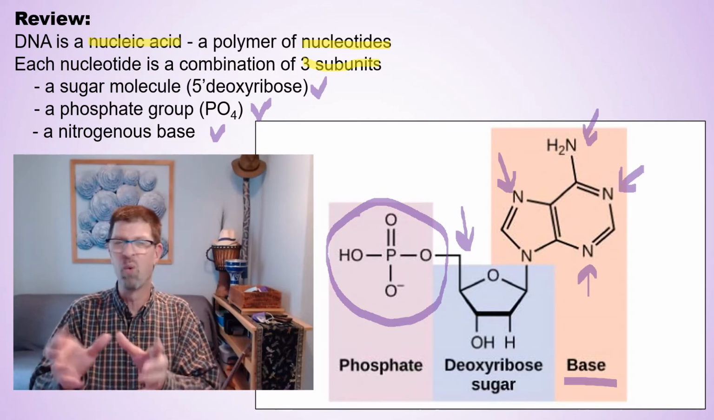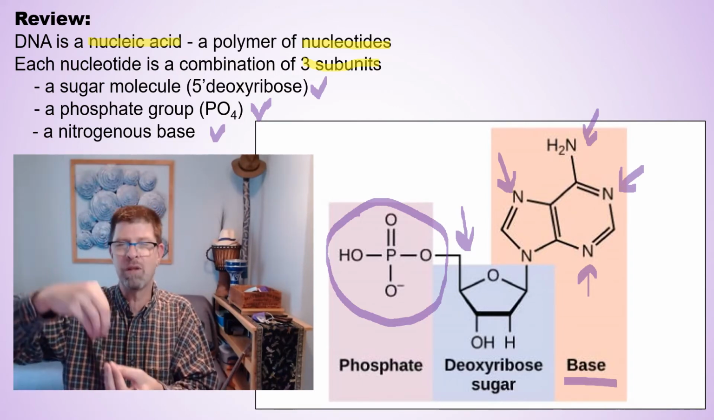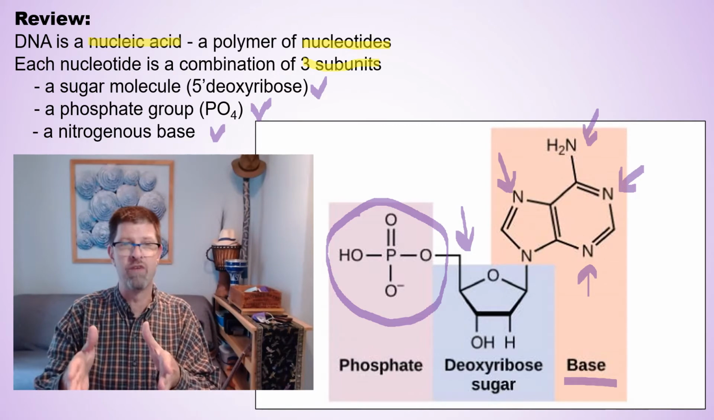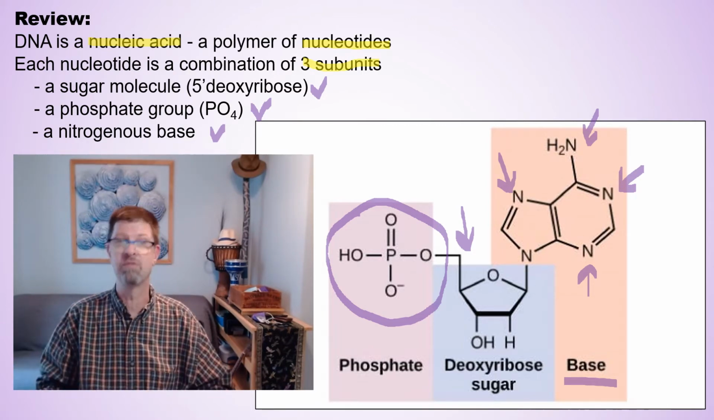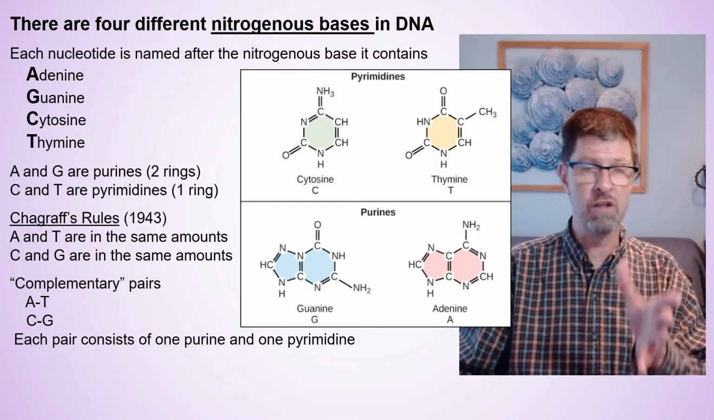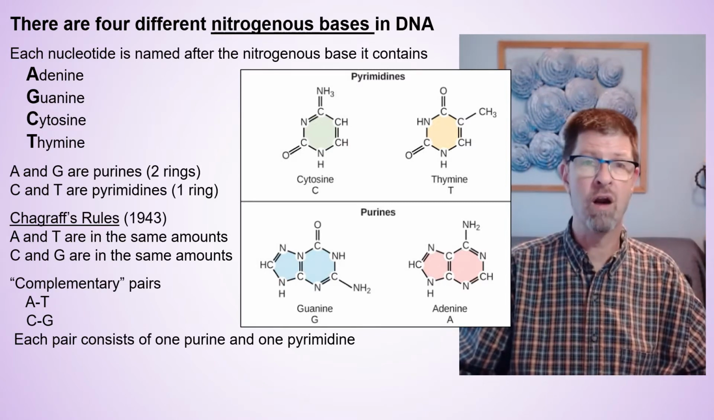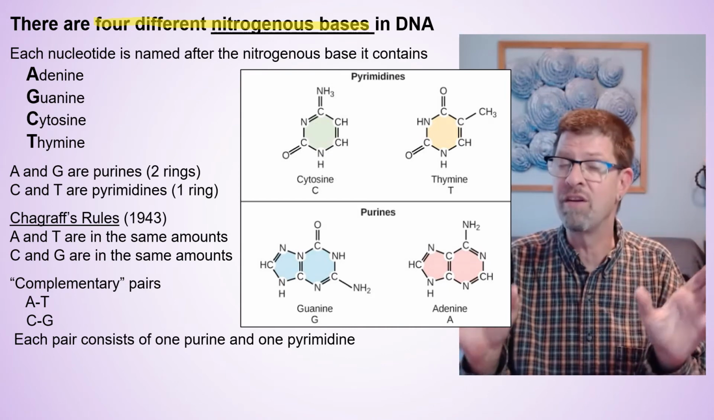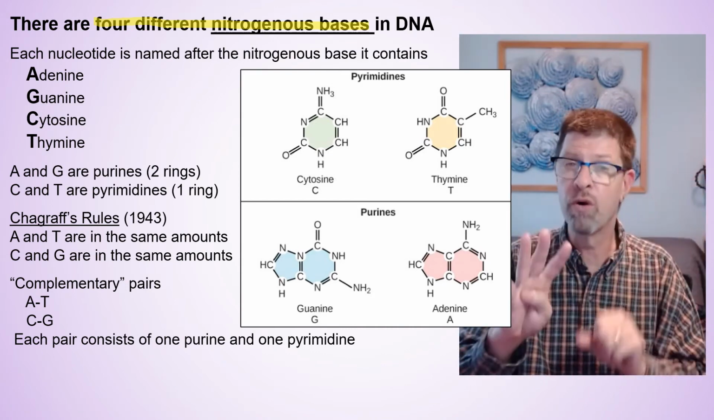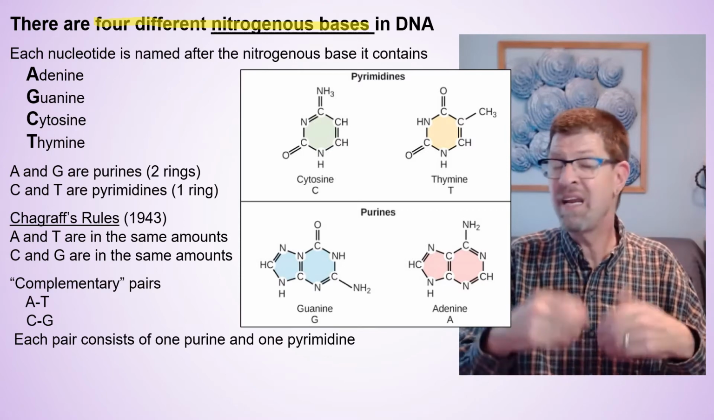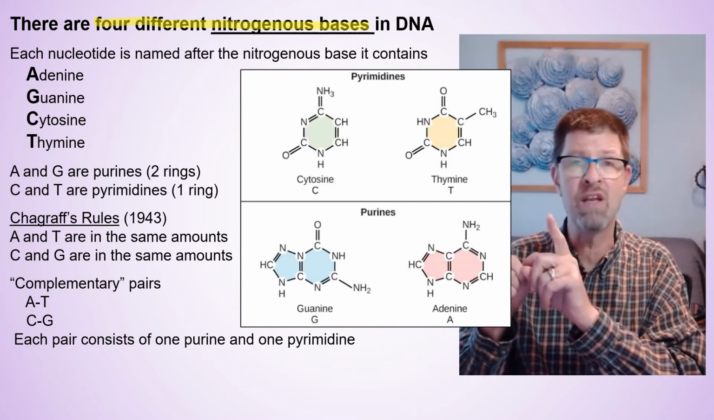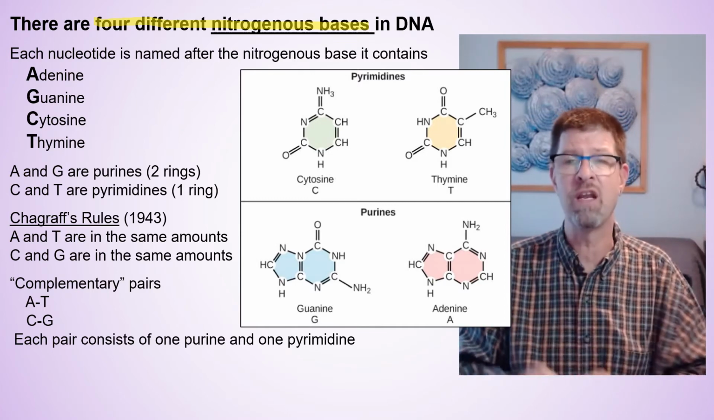And somehow we're going to take a whole bunch of these and put them in a big string in a polymer that allows us to record information about how to make enzymes. Okay, so here's a little new stuff, but I did mention this before. There are 4 different nitrogenous bases in DNA. So there are 4 different types of nucleotides that DNA is built from. But in each nucleotide, the sugar is always the same and the phosphate group is always the same. So it is the nitrogenous base that is different in each one of these nucleotides.